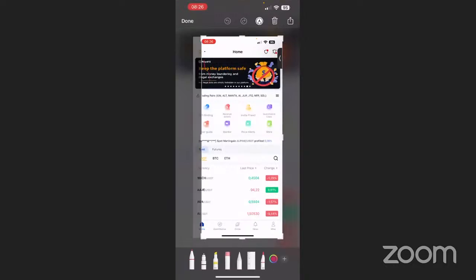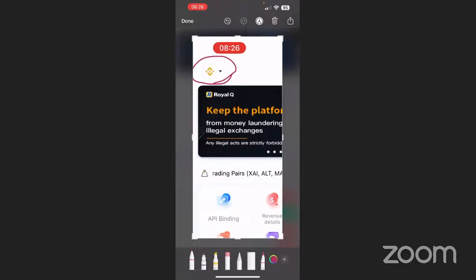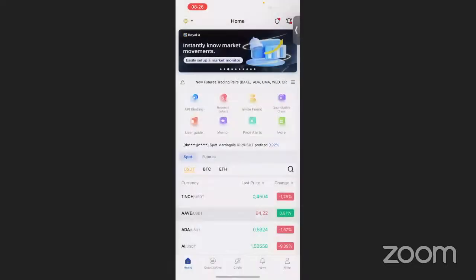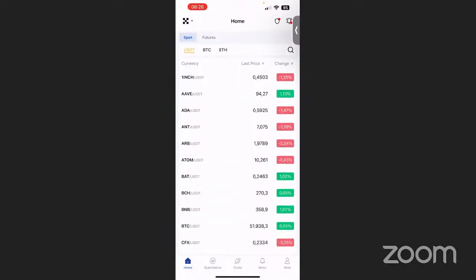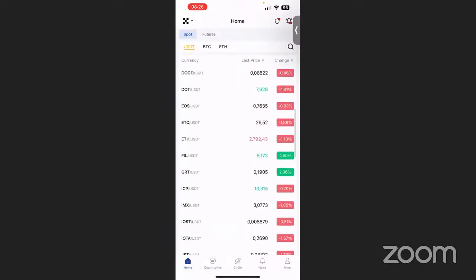At the top corner here, I'm going to see a drop down arrow, a triangle that has been turned upside down. Once I tap on it, it will display the rest of the exchanges that we have in Royalq. So if I'm not trading on the Binance exchange and I'm trading on OKX or Bybit, I'm going to tap on that one. If I click on OKX, it will display all the coins that are available on OKX to trade with.